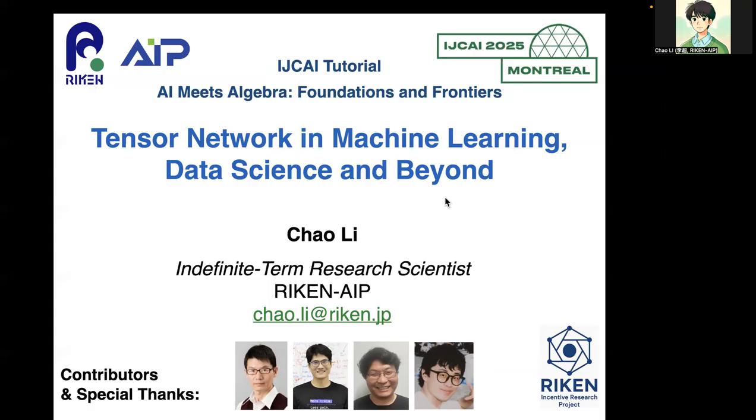In this section, I will be talking about tensor algebra with a particular focus on tensor networks. By the end of this section, you will understand what a tensor is, how to construct tensor networks, and how tensor algebra can be used to improve both the computational efficiency and the parameter efficiency in machine learning, and even beyond.